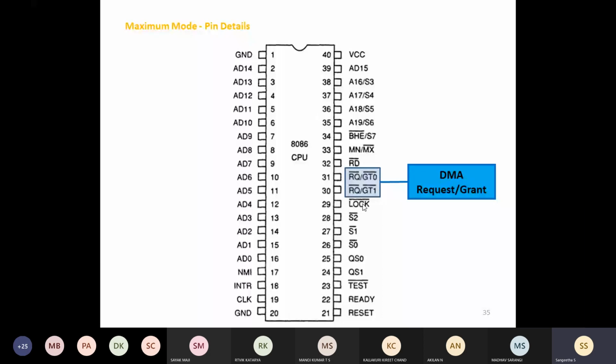Generally this GT naught will have a higher priority, which means this RQ bar and GT line will have more priority compared to this one. This everything will come in your bus accessing. So we'll see this pin, you have to know the functions. After knowing the function of each pin, we will see what the bus operation is for this 8086.